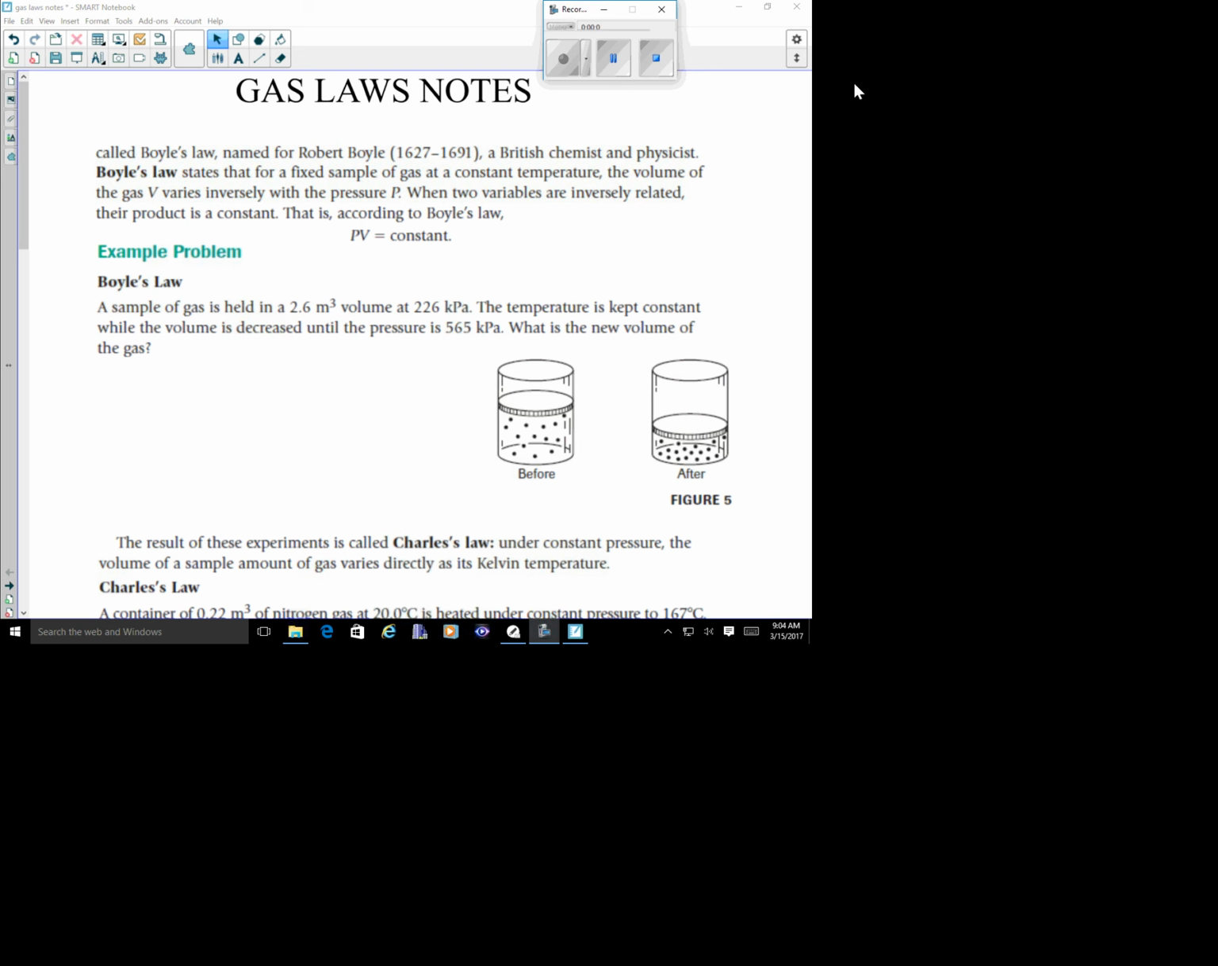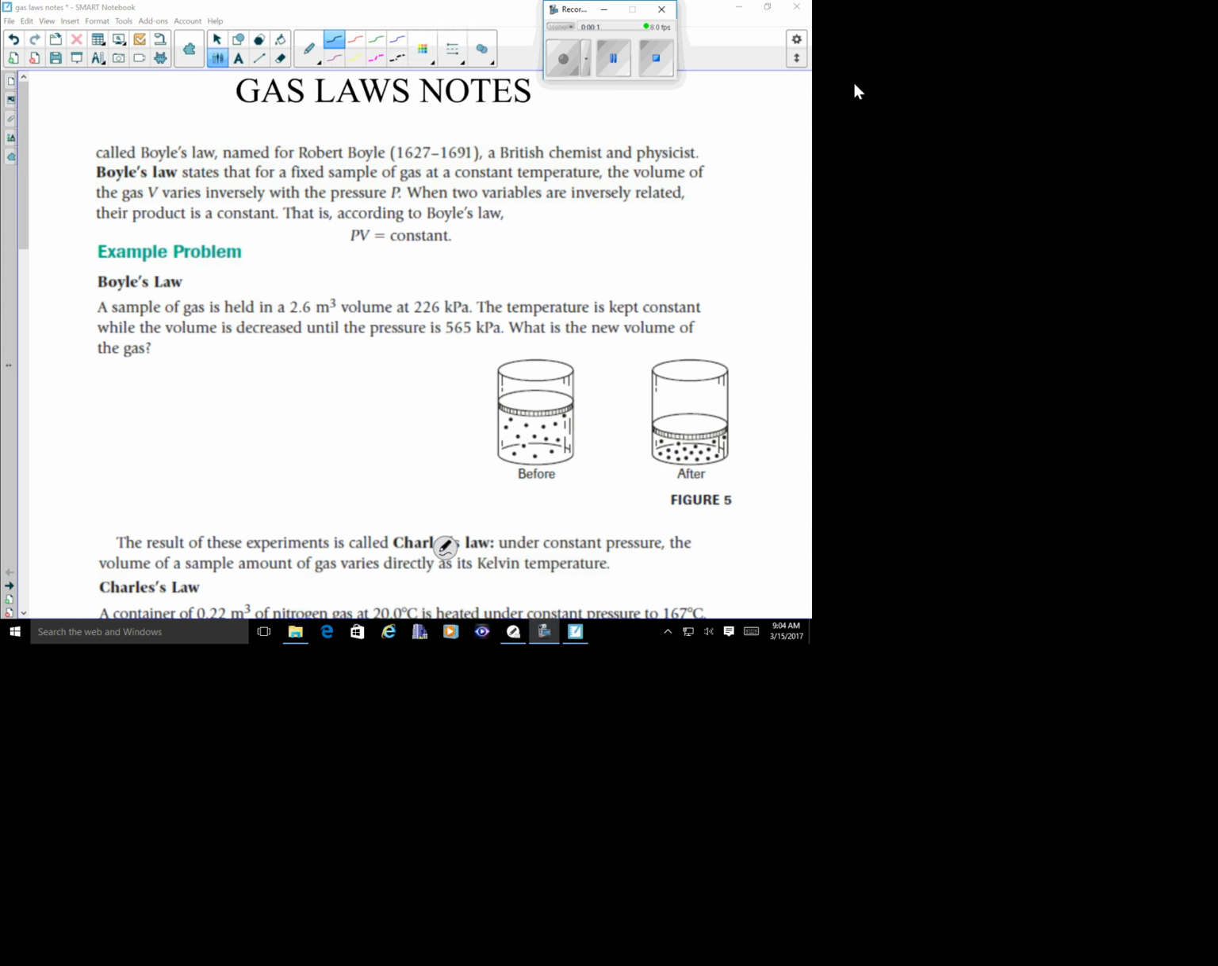Notes lecture. And once again, this is going to be on a worksheet that I gave you here that has all Boyle's Law and Charles's Law, ideal gas law, combined gas law, all that good stuff. So today we're going to talk about gas. So let's look at Boyle's Law.